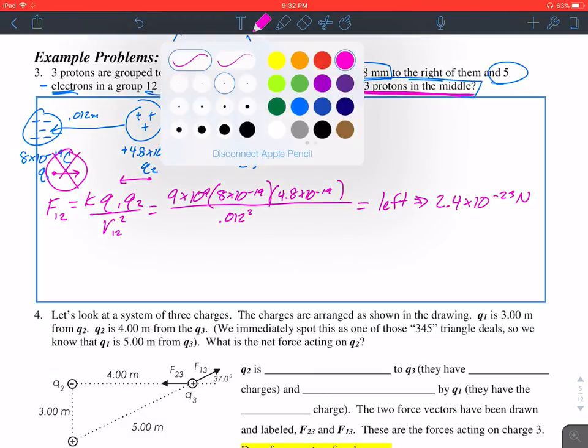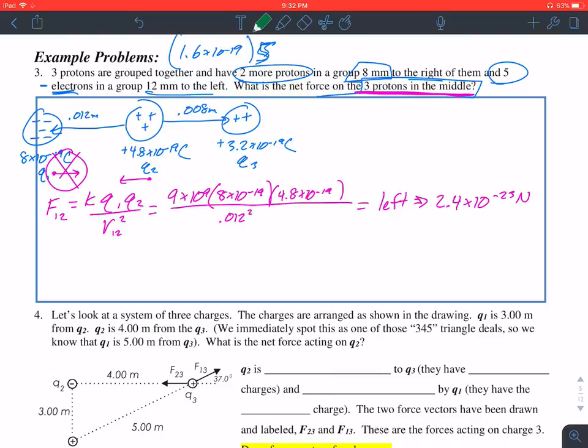So now we care about the interaction of what Q3 does to Q2. Well, we know that Q2 and Q3 are both positively charged, so they repel each other. So that means that Q3 is going to be pushed to the right, but we don't care about that. We care that Q3 is going to push Q2 to the left. Those 2 forces will be the same, but we don't really care about that force. We care about what it does to Q2.